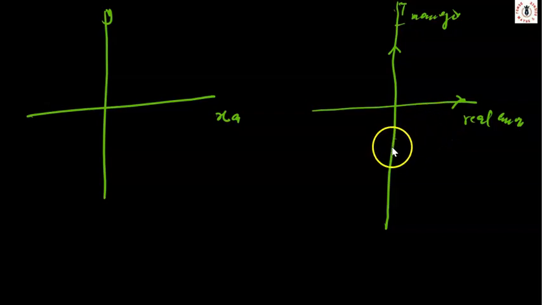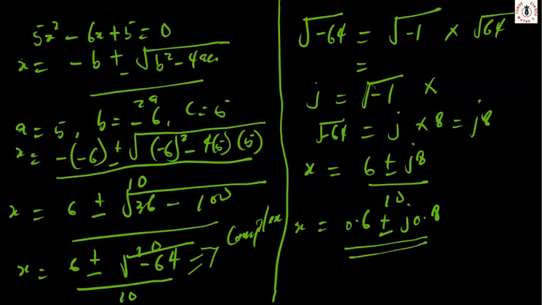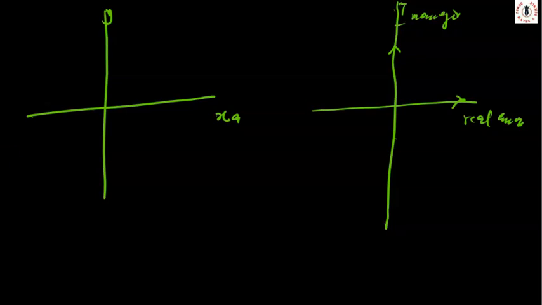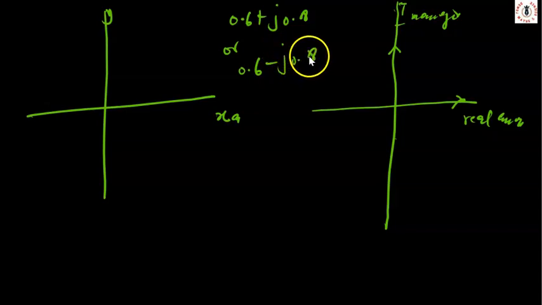A good example is 0.6 plus or minus 0.8. Now let's express this in our Cartesian coordinates. We have it as 0.6 plus j0.8, or we have it as 0.6 minus j0.8.